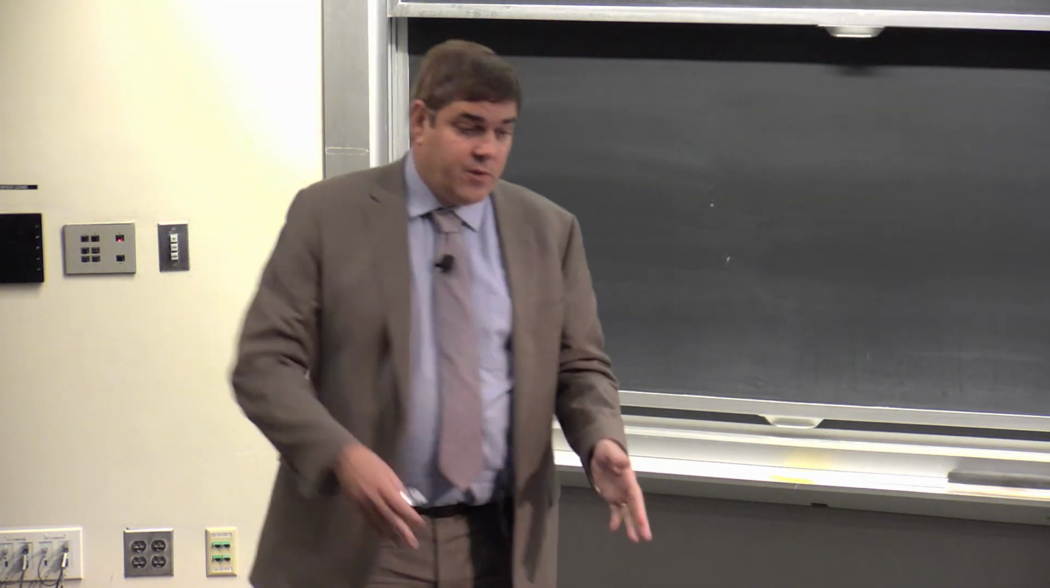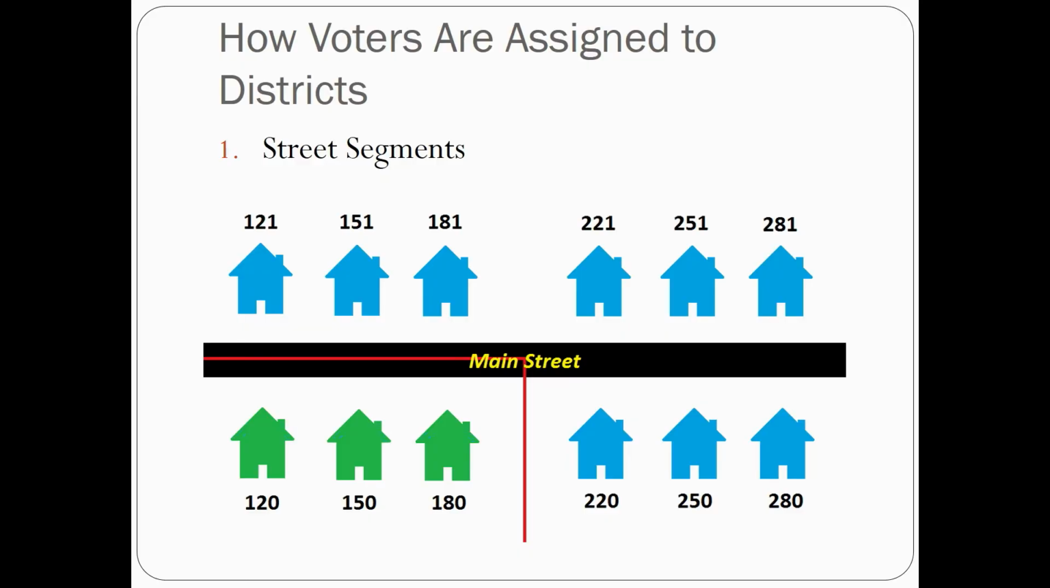So how are voters assigned to districts? Well, there is a sort of metes and bounds approach that some election officials use. They use street segments. And there will be a master address file that election officials will have, and it'll list every segment that's related to each district.